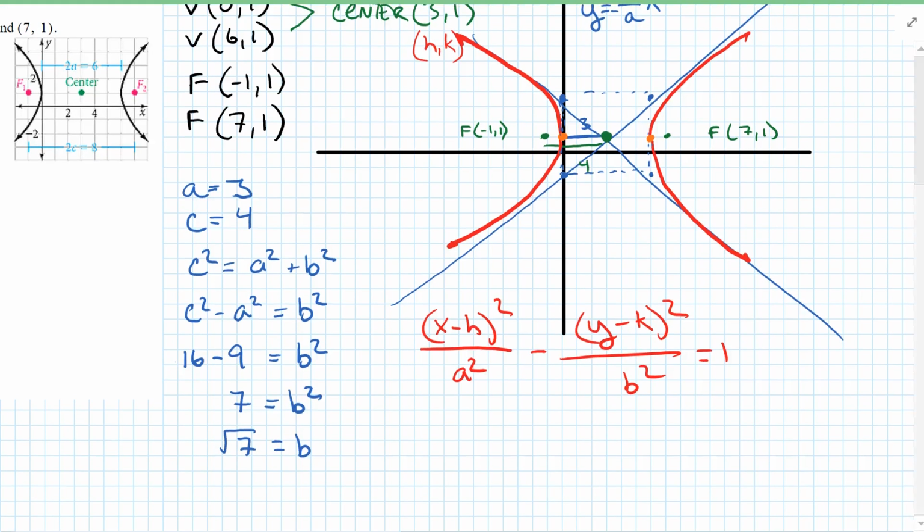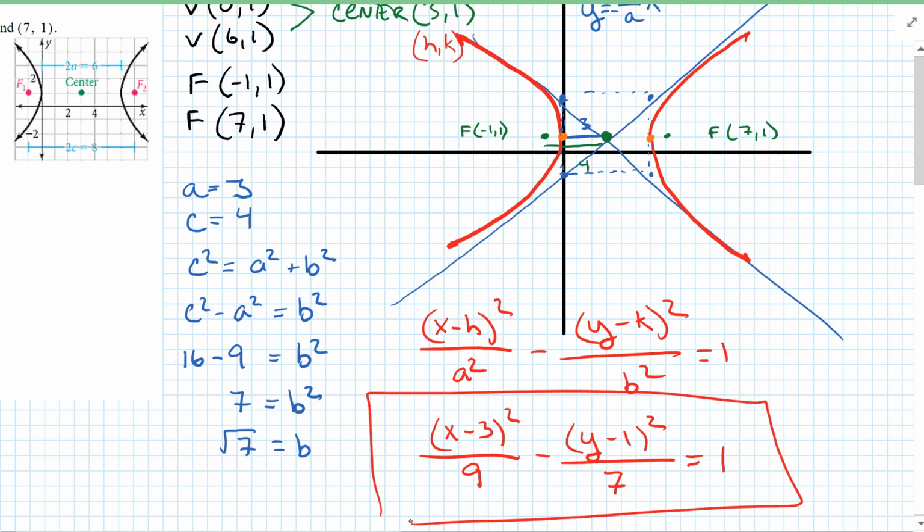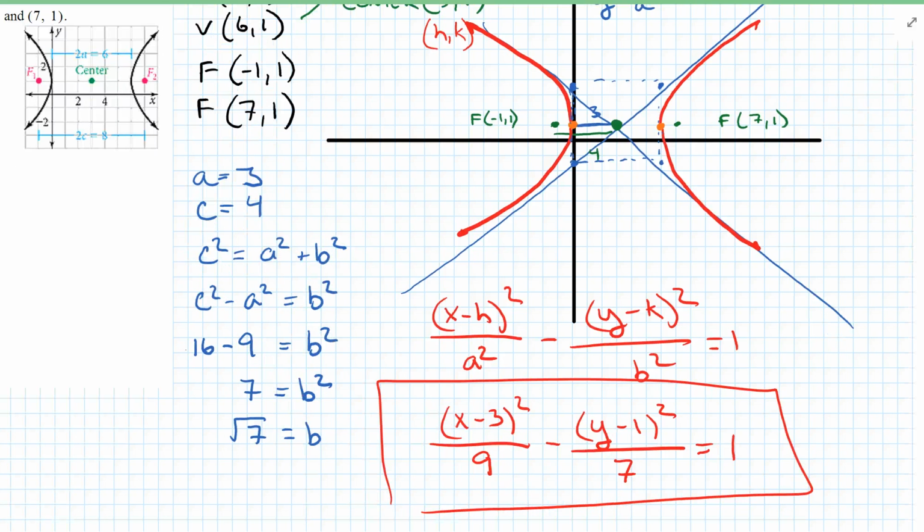So here we go. So the equation is x minus 3 squared over a squared. My a value is 3, so a squared is 9, minus y minus k, which was 1, squared over b squared. My b value is square root of 7, so this would just be 7 equals 1. So my equation for this hyperbola is x minus 3 squared over 9 minus y minus 1 squared over 7 equals 1. Alright, so to the next problem.